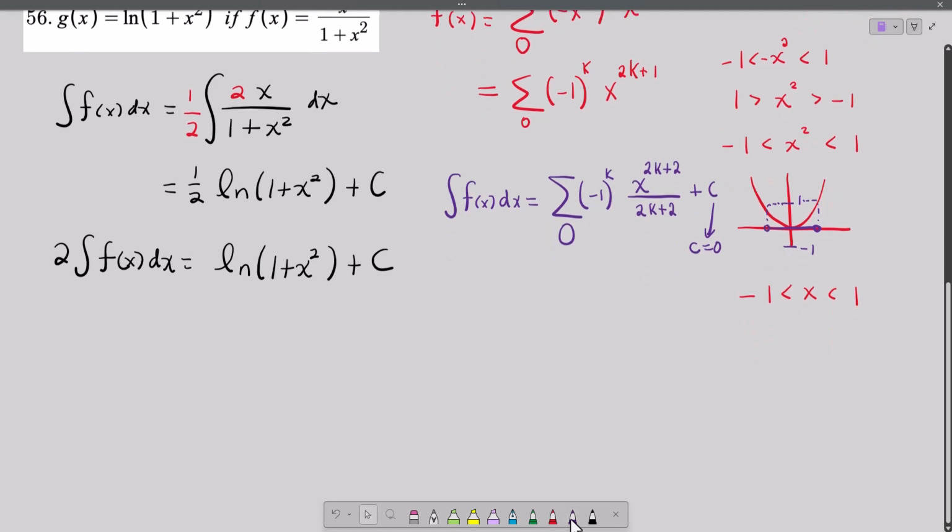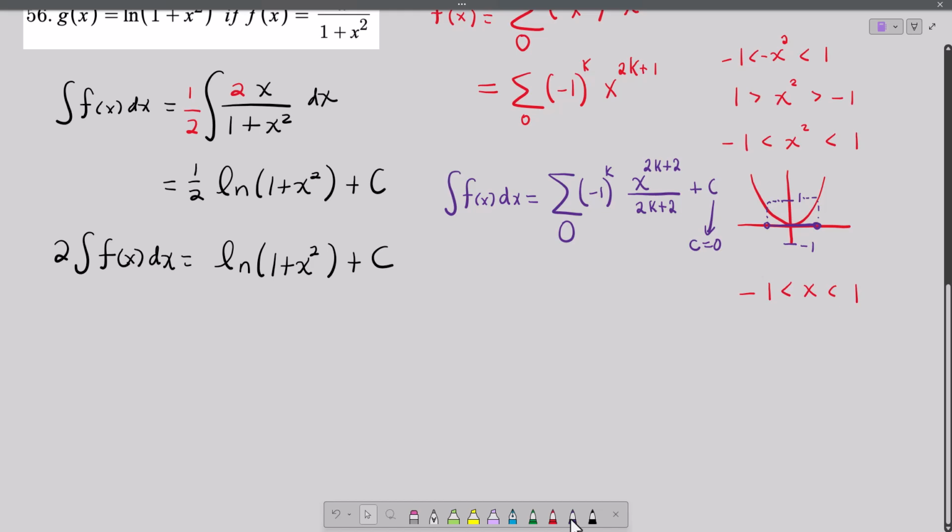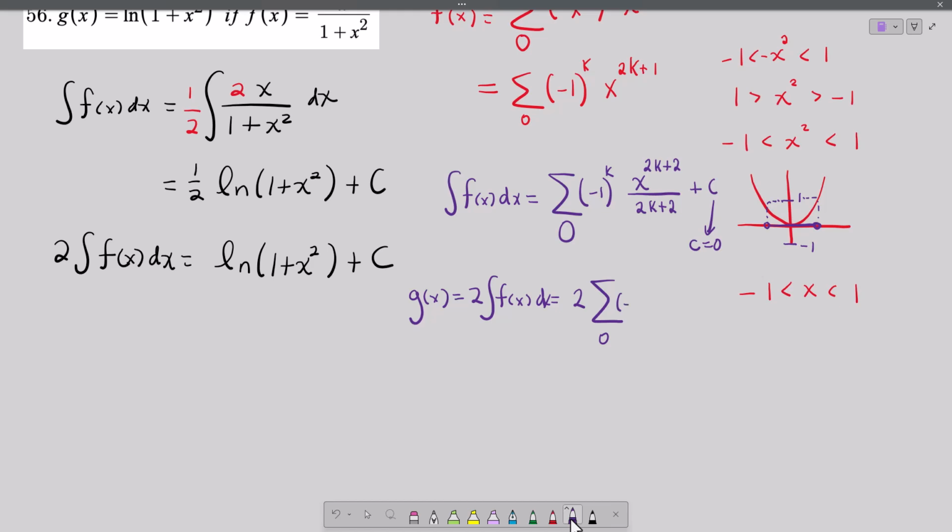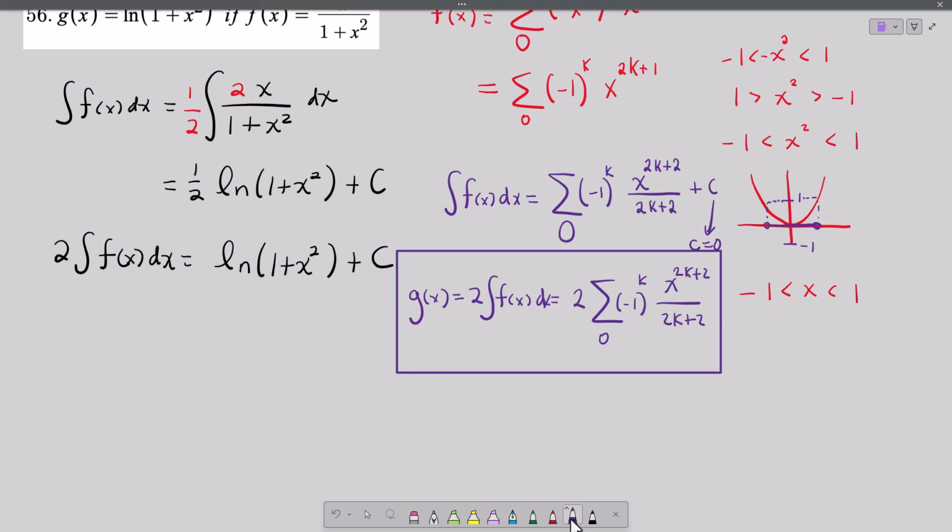So we are not quite to g yet. What do we have to do to the integral of f to get to g? Multiply it by 2. So g of x is 2 times the integral of f of x. So then all we have to do is continue that multiplication all the way through. And we have this. That is our power series. So now we have our power series for g.